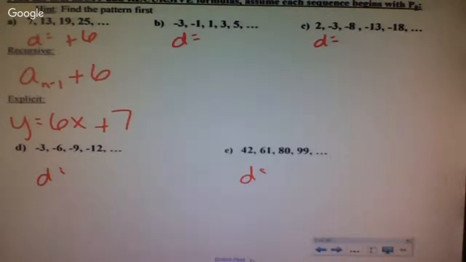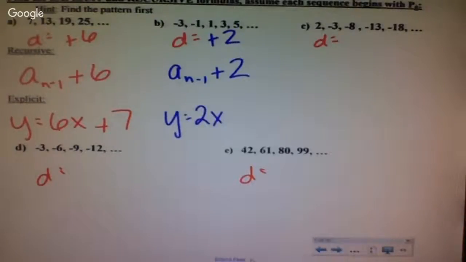Okay, take a look at B. Plus 2. So that means I take every number and I add 2 to get my next number. So that is my recursive. My explicit then is y equals 2x minus 3. You start at -3, and each time we're going up by 2.